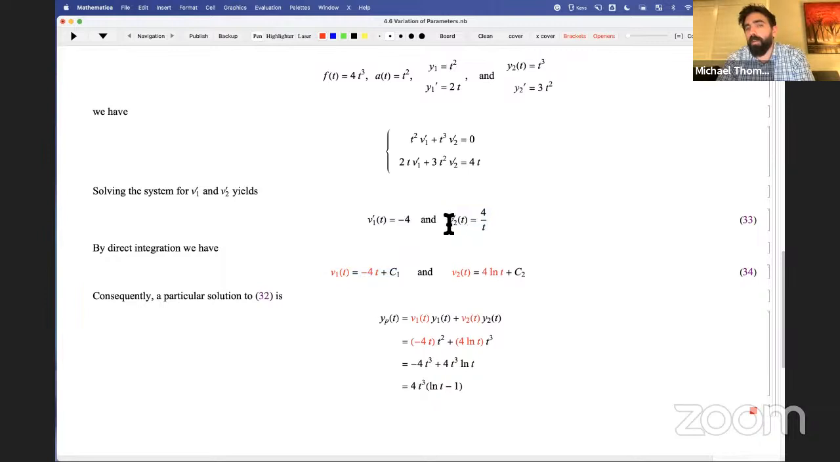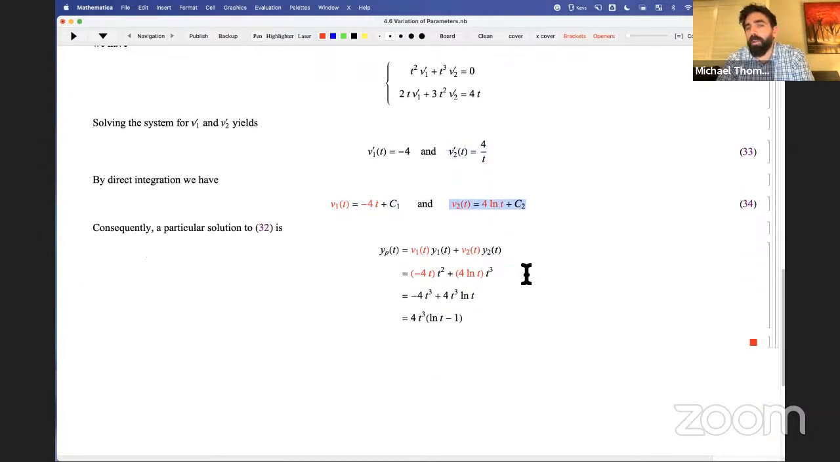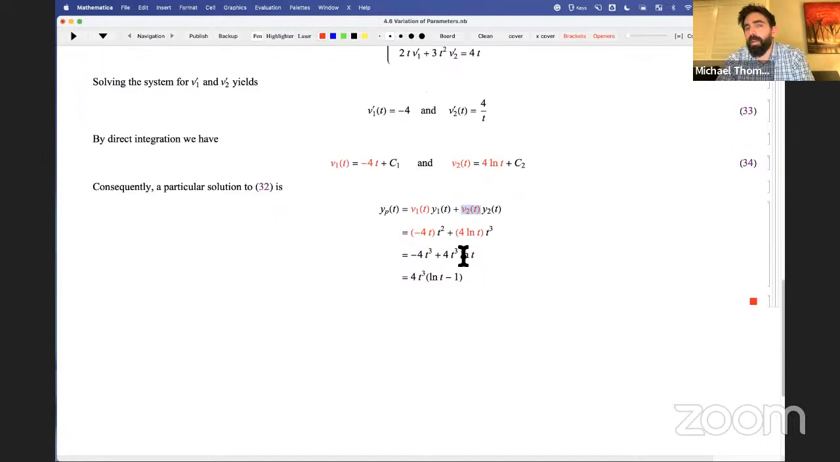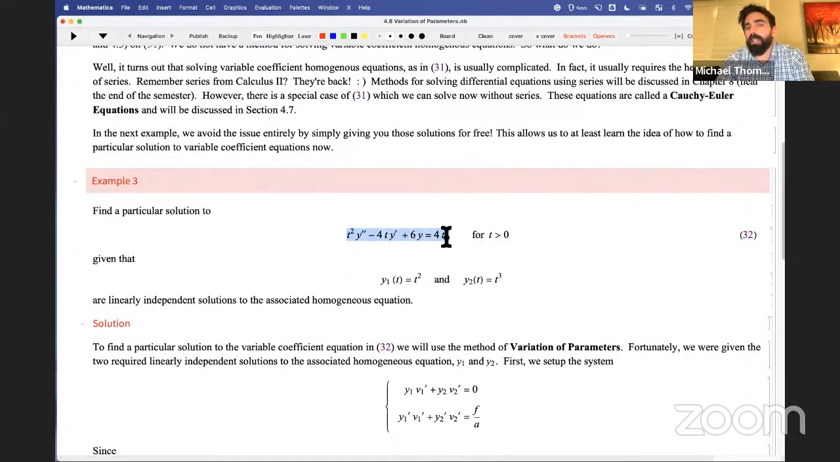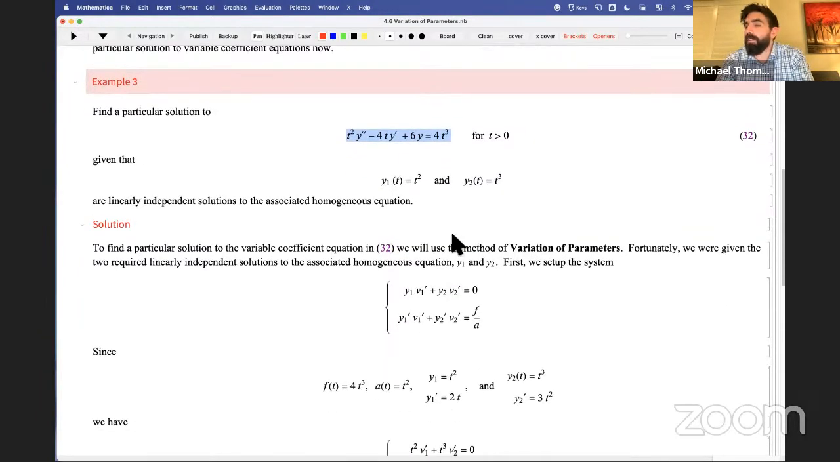You can somewhat ignore the constants, right? They don't matter. You're welcome to use them if you want to make the problem harder, but you don't need them, so choose zeros. And then you're going to plug those in, and you're going to simplify, and there's your particular solution. That is one solution to this differential equation. Could you guys find the general? You know how to do that?